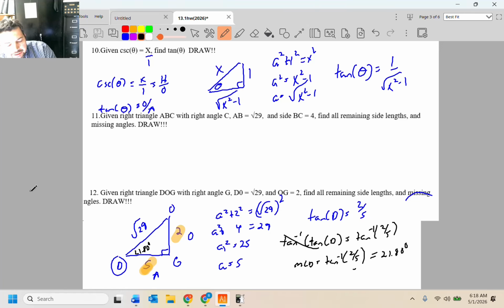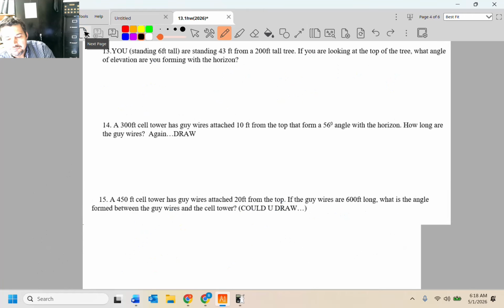Now, I know that a triangle, at least a Euclidean triangle, has 180 degrees inside of it. So I'm going to do 180 minus 90. That's going to give me 90. And I'm going to take away 21.80. And what is that going to give me? That's going to give me 68.2. And there's my other angle, 68.20 degrees. Easy peasy lemon squeezy.